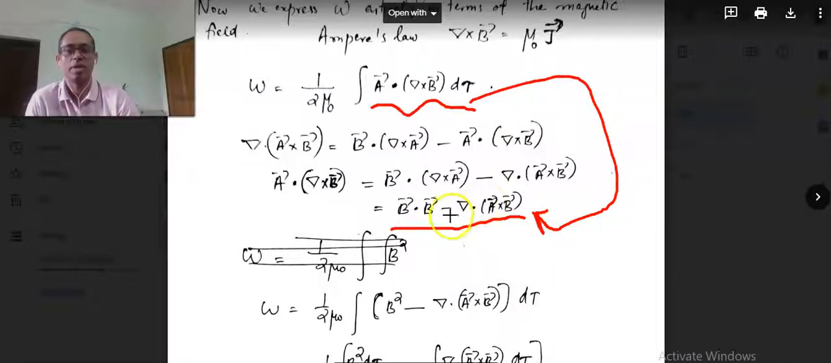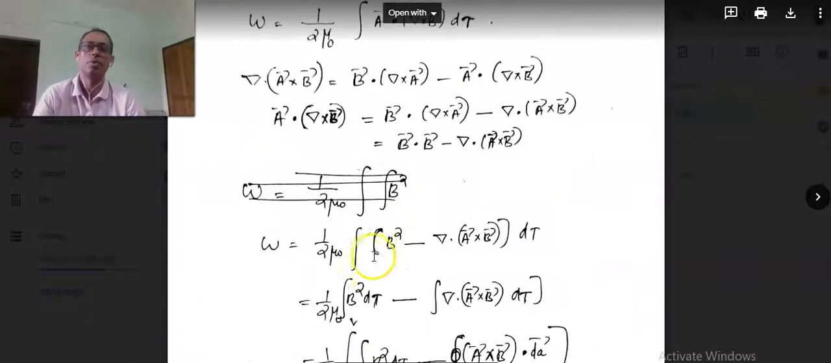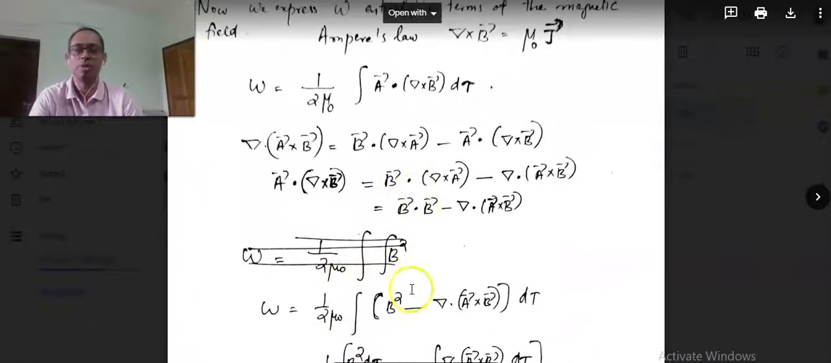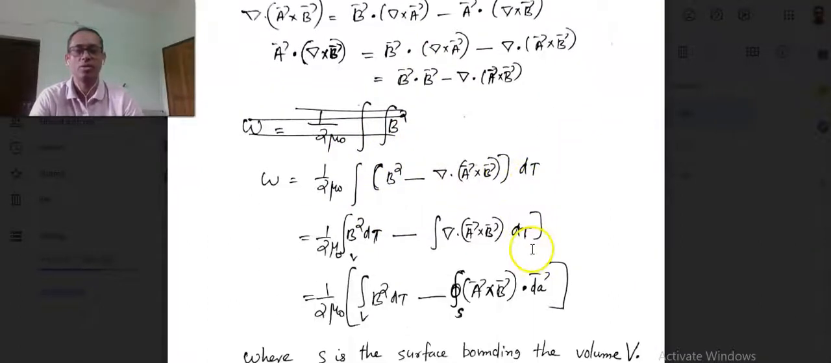A dot del cross B, I am giving this. So W equal to 1 by 2 mu B dot B, which is B square, minus del dot A cross B d tau. So this is 1 by 2 mu 0 B square d tau minus del dot A cross B d tau.